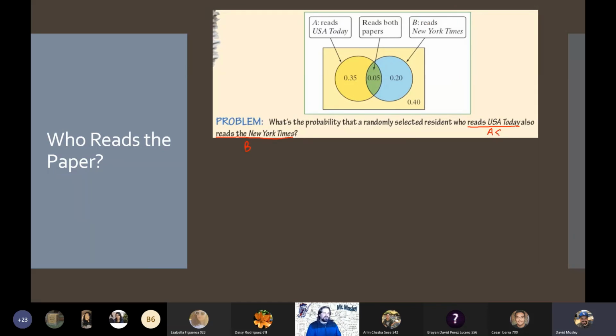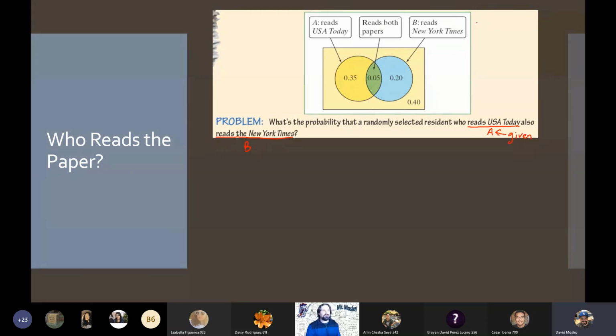This event A is given based on the context. It says, what's the probability that a randomly selected resident who reads USA Today also reads the New York Times? So we know the resident selected already reads USA Today. Now, unfortunately, we don't have a two-way table. We don't have a column or row to circle and narrow our focus down to, so we need to use our new notation.